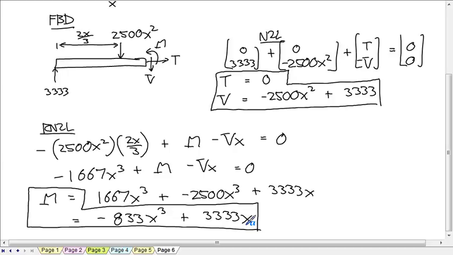So now that we can solve for the internal loads in beams, we can start talking again about stresses and strains and go into ways to calculate stresses in the presence of shear force and bending moments. So that's what we're going to start doing next time. Okay. Any questions?